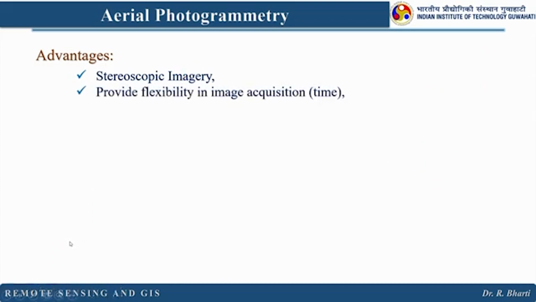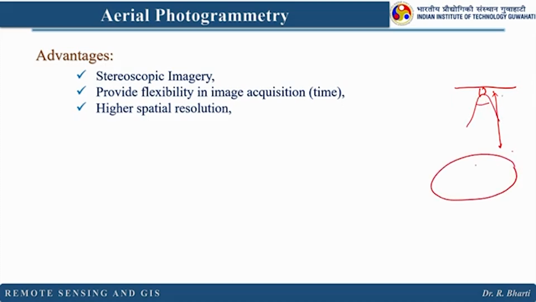Now, the next advantage is it can provide flexibility in image acquisition time, right. Then the third one is higher spatial resolution. Since aerial photogrammetry can be done using this drones or maybe helicopters or maybe aeroplanes, obviously your altitude will be lesser than the spaceborne satellite. So, in that case what will happen? The FOV is there and based on this height the coverage will be much smaller. So, when you have a smaller coverage area, then the pixel resolution or the spatial resolution will be very high, and it is a well established technology.